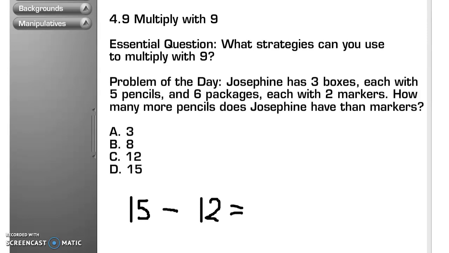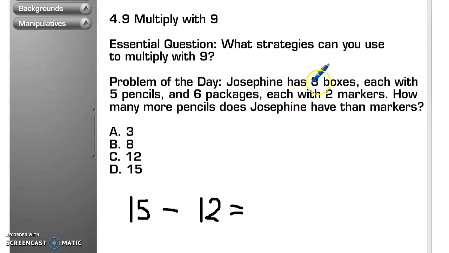Today is lesson 4.9, multiply with 9. Our essential question is, what strategies can you use to multiply with 9? Our problem of the day is Josephine has 3 boxes each with 5 pencils and 6 packages each with 2 markers. How many more pencils does Josephine have than markers?